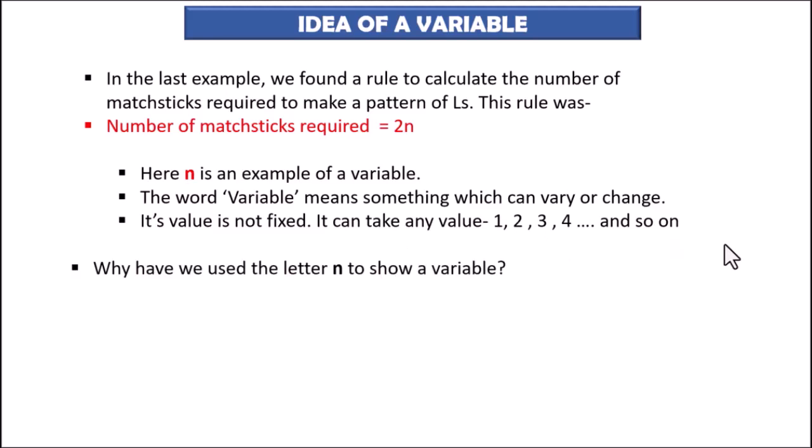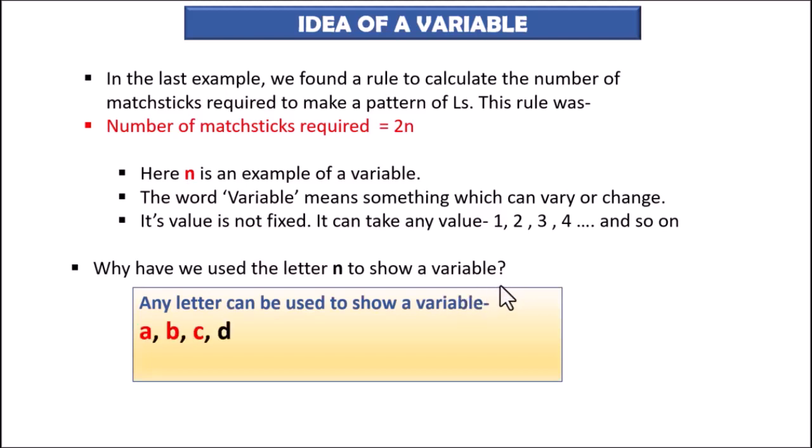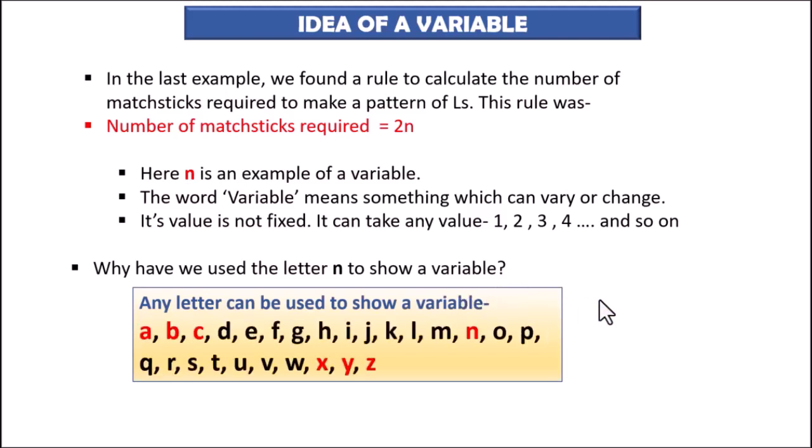Now the question comes, why have we used the letter n to show a variable? Why not any other letter like x or a, b, c, any other letter? So any letter can be used to show a variable, from A to Z you can use any letter. It is just a convention that the letters A, B, C, N, X, Y, Z are used more than the other letters, but it is up to you. You can use any letter that you like to show a variable.